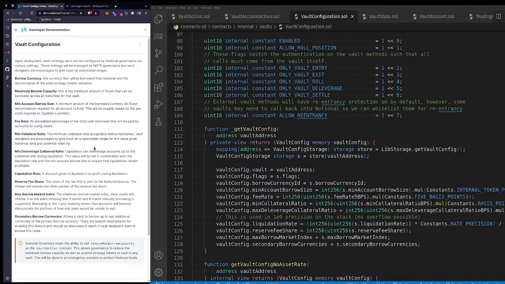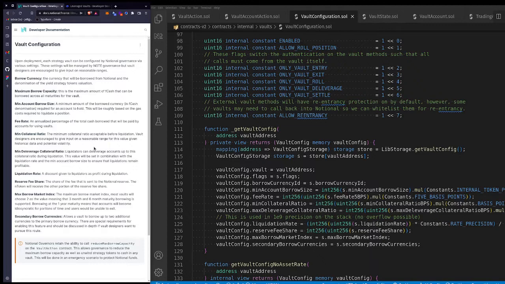The maximum borrow capacity is an absolute maximum on the amount of notional Fcash that can be borrowed across all active maturities in the vault. This is a parameter that we will use to mitigate any sort of risk to the vault and risk to Notional.